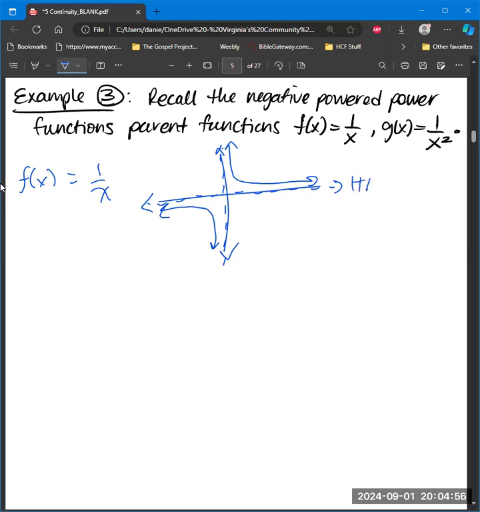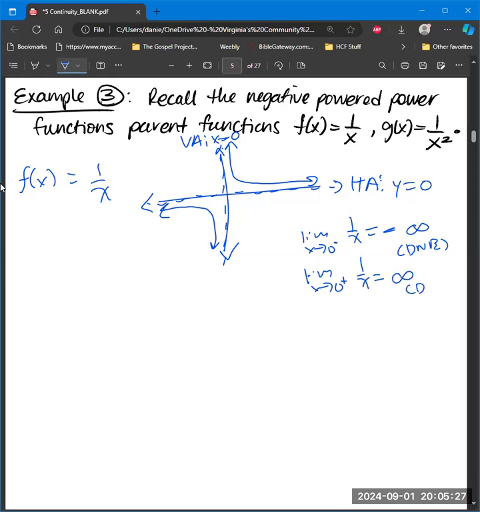There's a horizontal asymptote at y equals 0. There's a vertical asymptote at x equals 0. So the limit as x approaches 0 from the left of 1 over x is equal to negative infinity, not a finite number L, so this limit really does not exist. And the limit as x approaches 0 from the right of 1 over x is equal to positive infinity, which again does not exist.